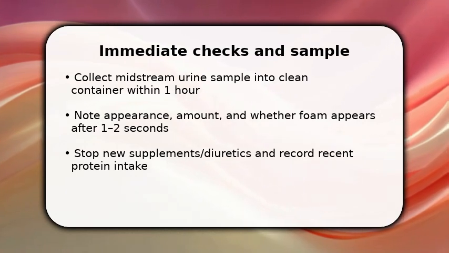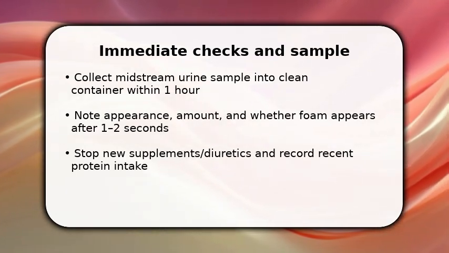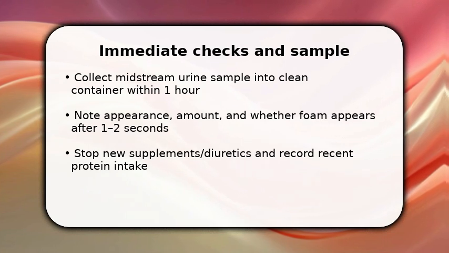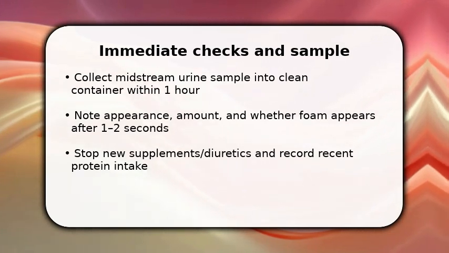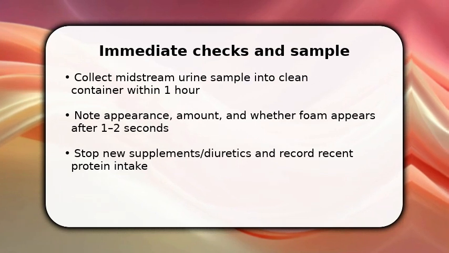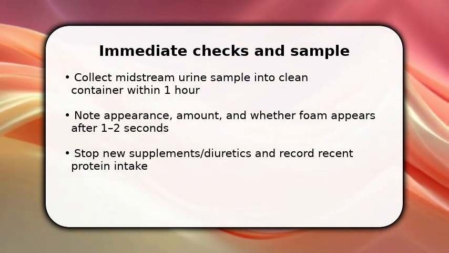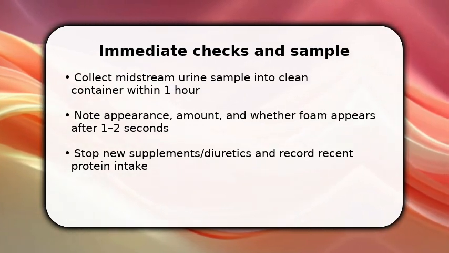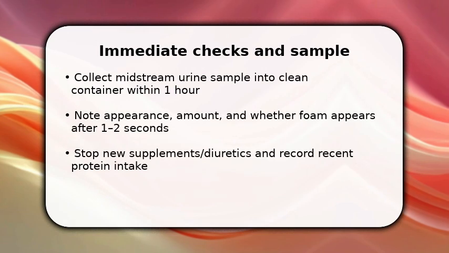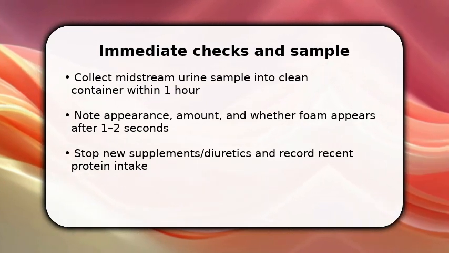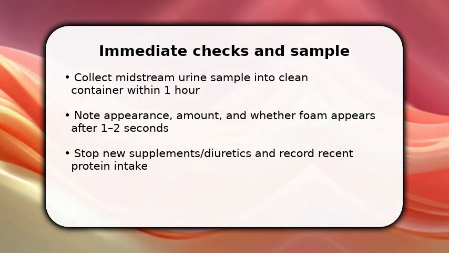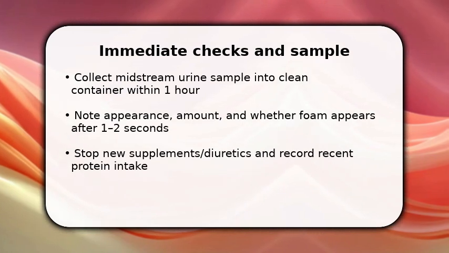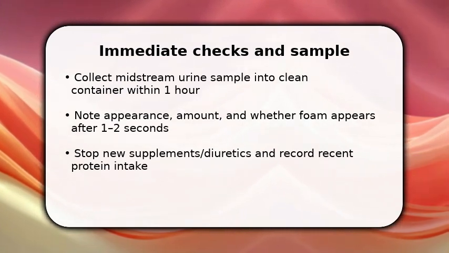You start by getting a proper sample. Collect a midstream urine sample in a clean container and bring it to room temperature. This rules out temperature artifacts. Once done, observe how long foam lasts and whether it appears immediately or after agitation, because persistent, rapid foam suggests proteinuria. Make sure to stop any recent new supplements or diuretics and note high-protein meals in the last 24 hours, since diet and meds often explain transient foam.